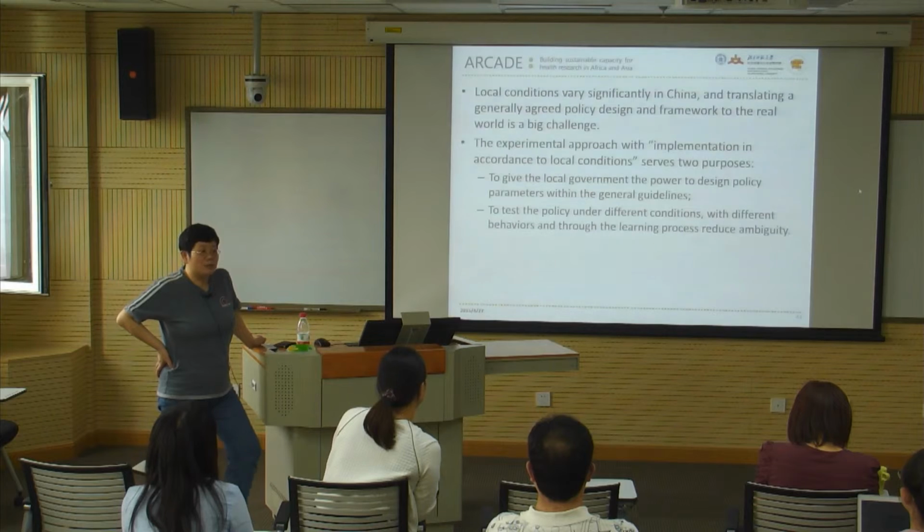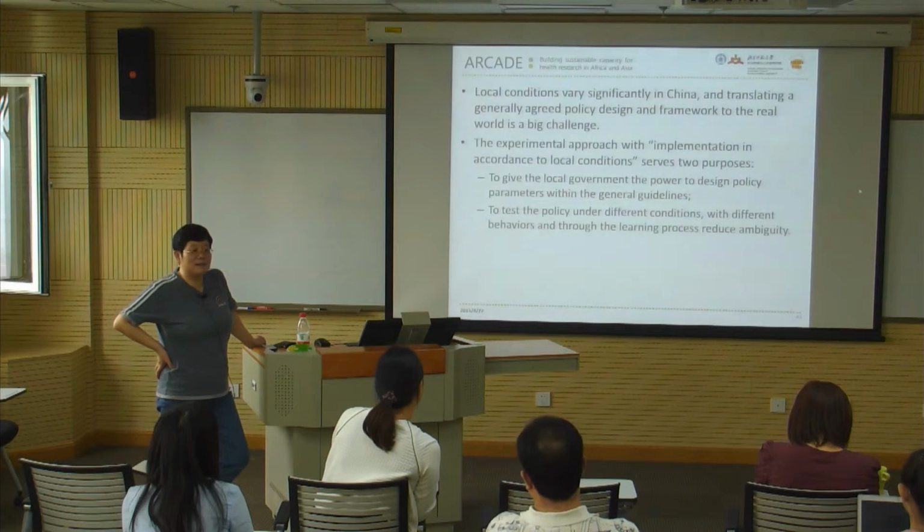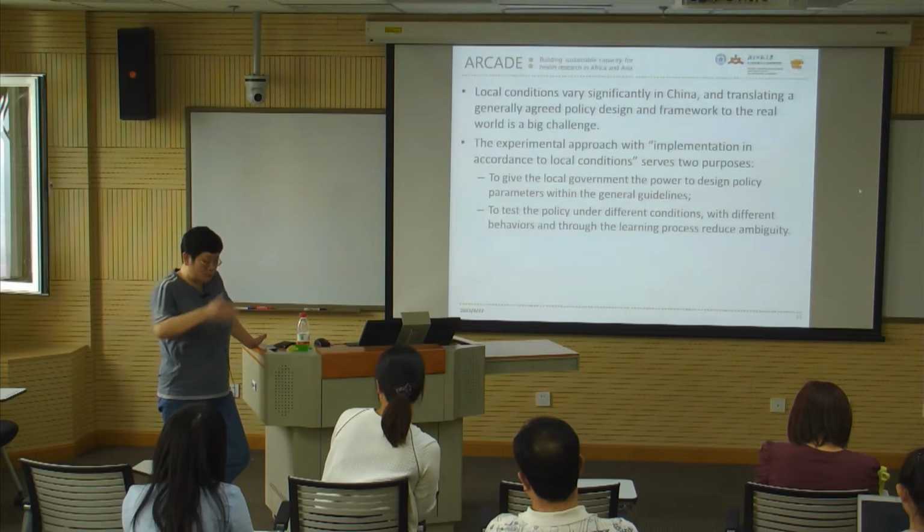For example, the rural pension in some of the middle provinces is only 60 RMB, but in the rich provinces that can be 1,000. So the general guideline, you provide pension, universal coverage, but the details, how much you provide, it depends on local conditions.